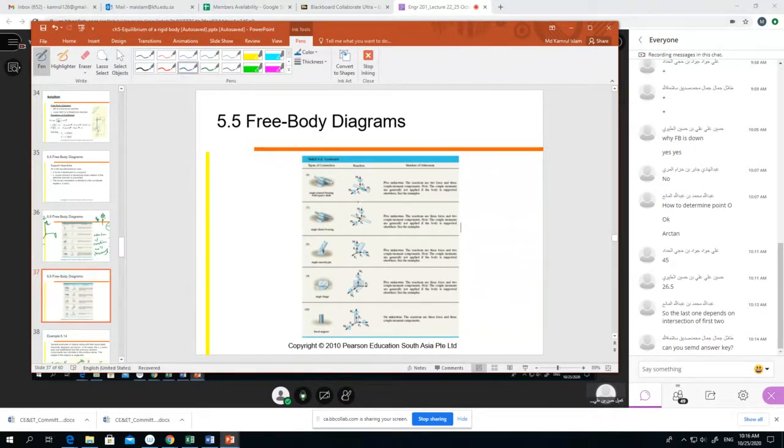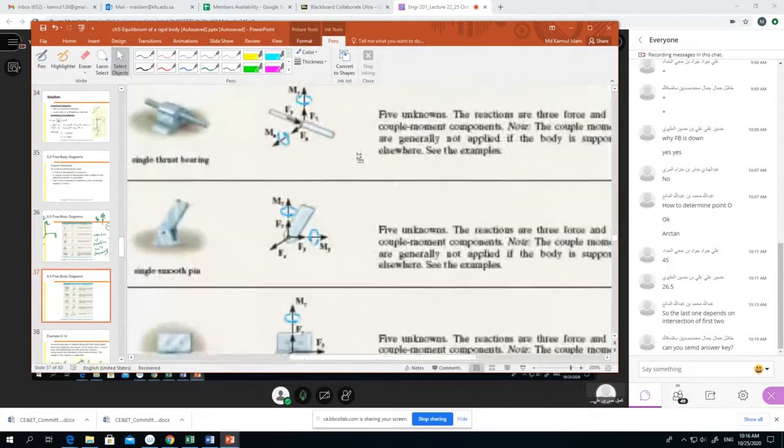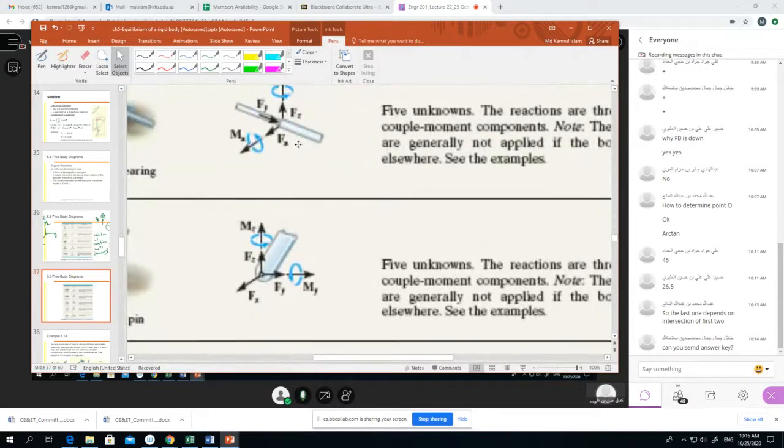Here I need to make it bigger. When you see the book, it is much clearer. You see your book. Okay, I try to make it bigger.